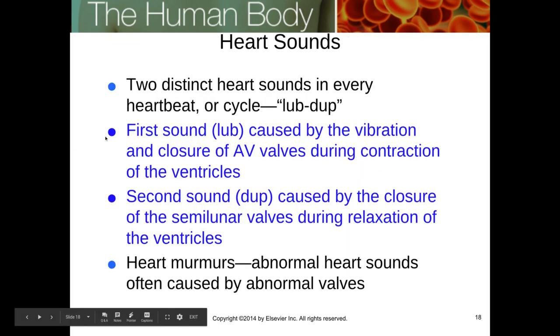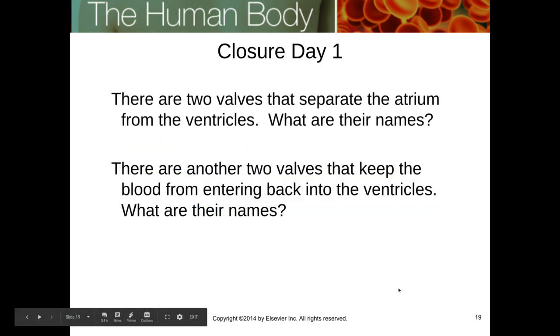Okay, heart sounds. First sound is the lub. Second sound is the dup or dub. And then you get the lub-dub cycle. Lub is created by the vibration of the closure of the AV valve during the contraction of the ventricle. And then the second sound, the dup or dub, is caused by the closure of the semilunar valve. So literally, those valves closing, you can hear it. That's what you're hearing in your heartbeat. Heart murmurs are abnormal heart sounds, often caused by abnormal valves.